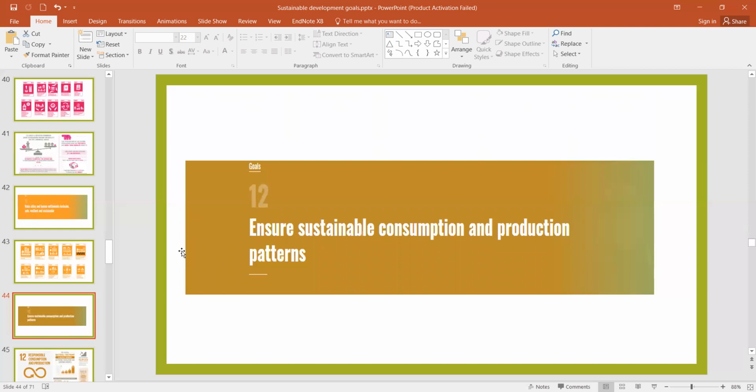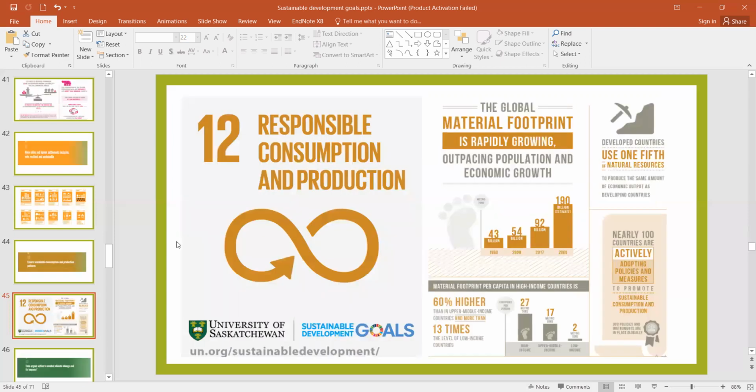SDG number 12: ensure sustainable consumption and production patterns. Responsible consumption and production. The global material footprint is rapidly growing, outpacing population and economic growth. Developing countries use one fifth of the natural resources to produce the same amount of economic output as developed countries.